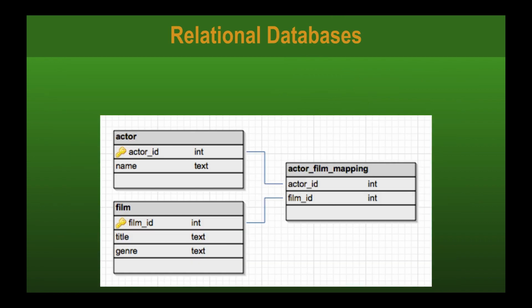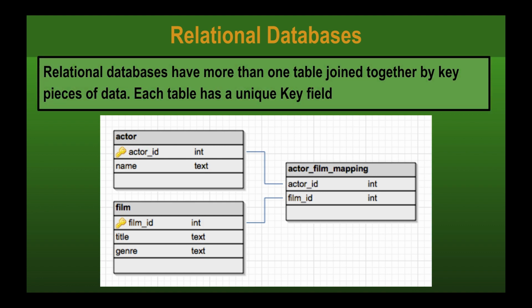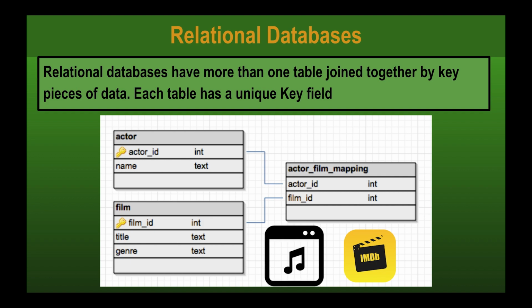Now, we mentioned a flat file database has one table. Well, a relational database has more than one table. So they have 2 or more tables that are joined together by key pieces of information. Take a look at these tables down here. This is an example of maybe something like IMDb. It could also apply to maybe music libraries. We have these huge databases of information. We use them all the time.